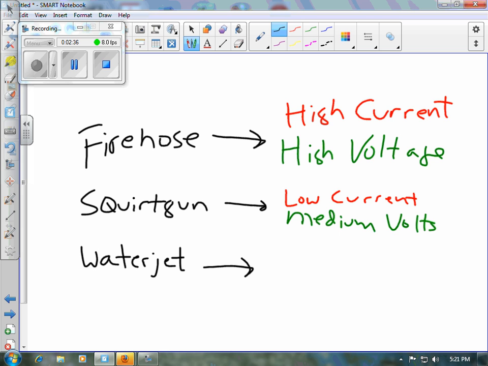I don't get how that works. How can water be so fast that it cuts through metal? Well, yeah, we'll have to. It's pretty amazing. We should watch some videos on it and see how it works.